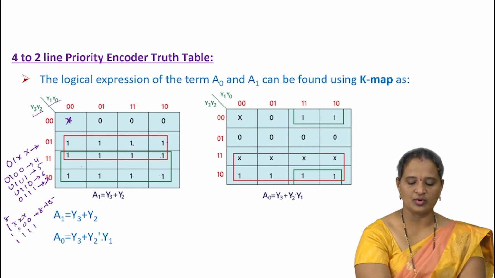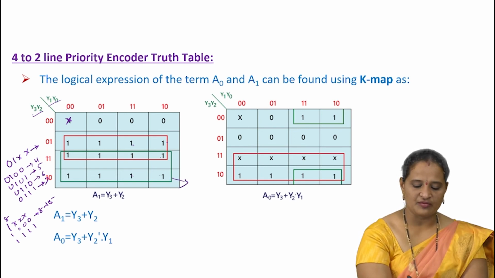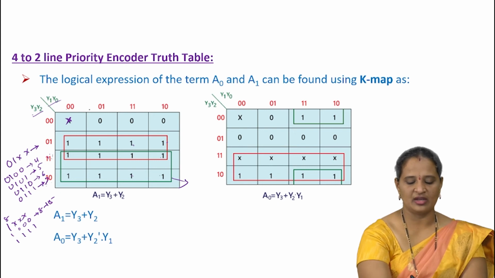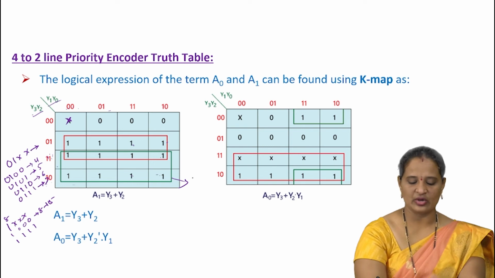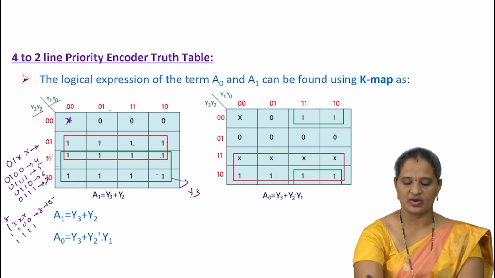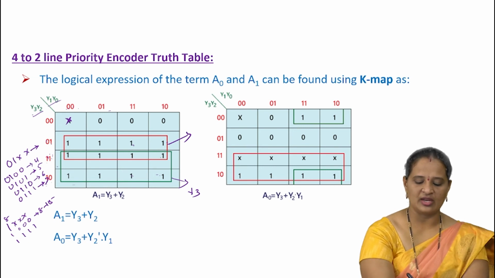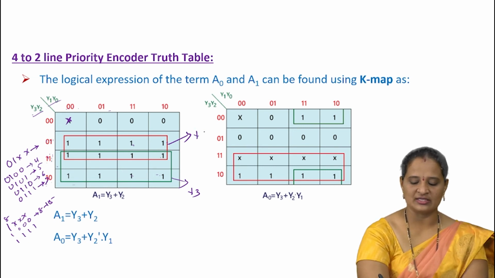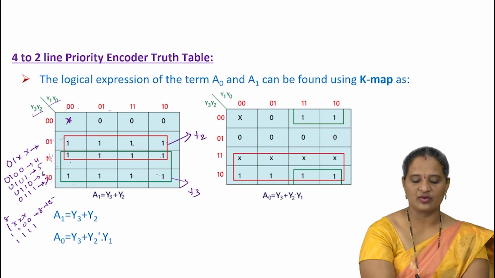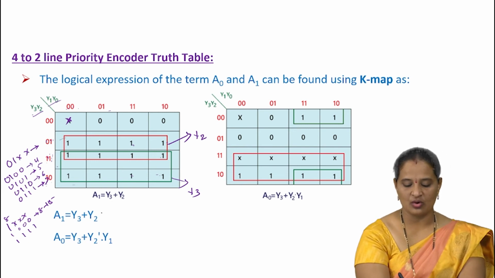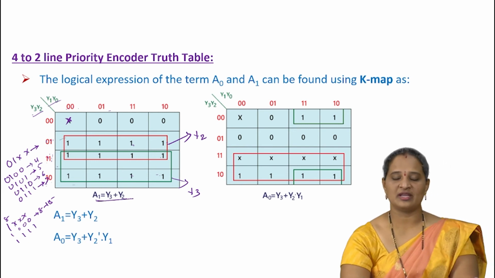So now I can form 2 octets here. For the first octet, Y3 is common, where Y2 is varying, eliminate Y2, and Y1 and Y0 are varying for all these 8 cells, so eliminate Y1 and Y0. So this is Y3. For the other one, Y3 is varying, eliminate, where Y2 is common and equals 1, and Y1 and Y0 are varying, eliminate. So A1 equals Y3 plus Y2.